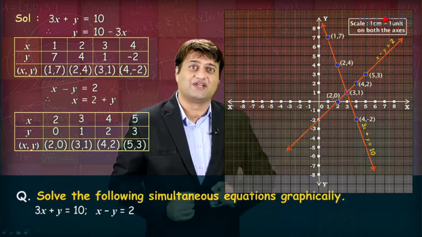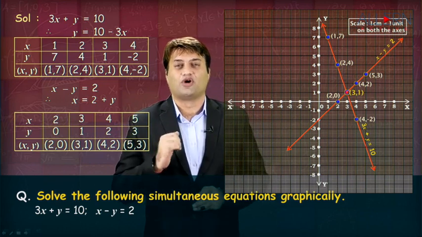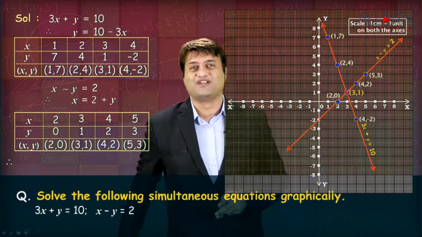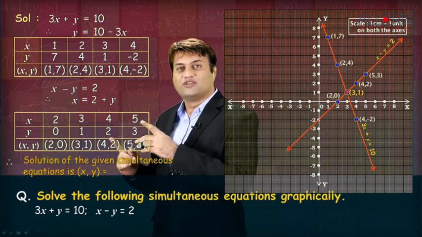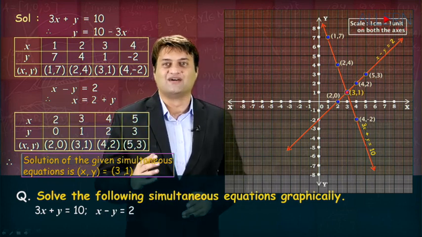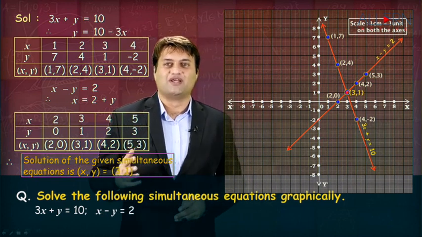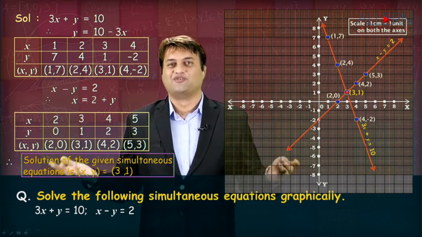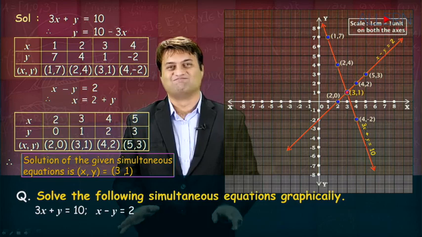The point of intersection is very clearly 3 comma 1, and because the point of intersection is 3 comma 1, on the main answer sheet below the table just write the final answer that the solution of the given simultaneous equations is x comma y, which is equal to 3 comma 1. As simple as that.